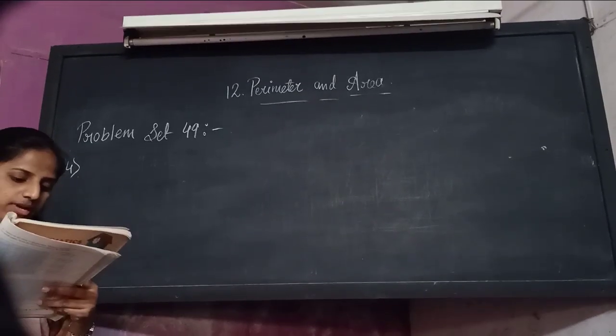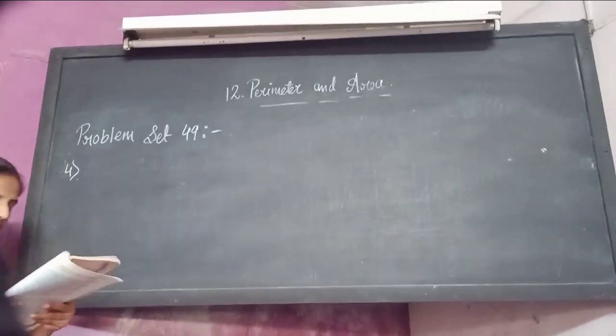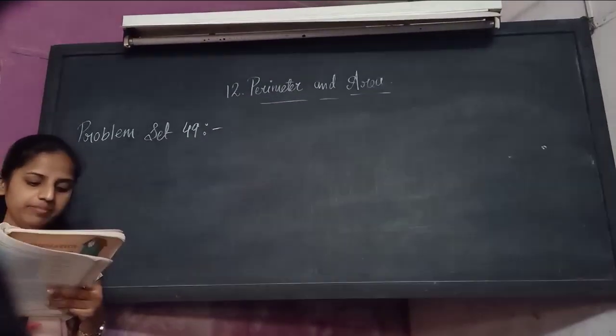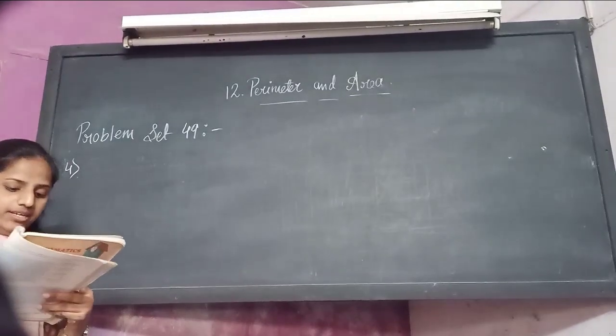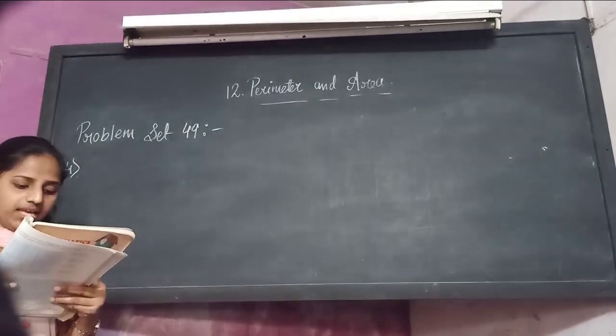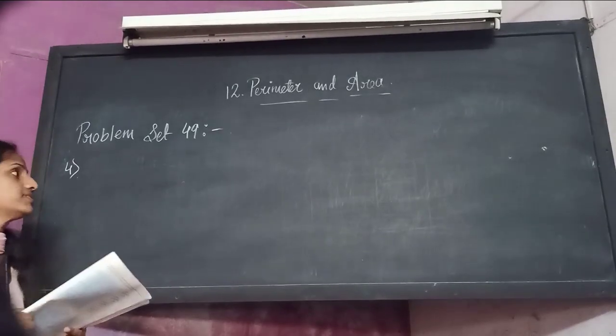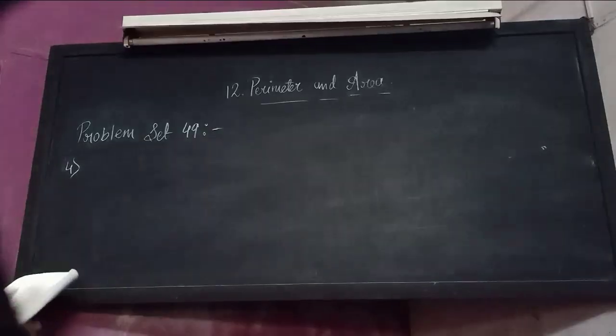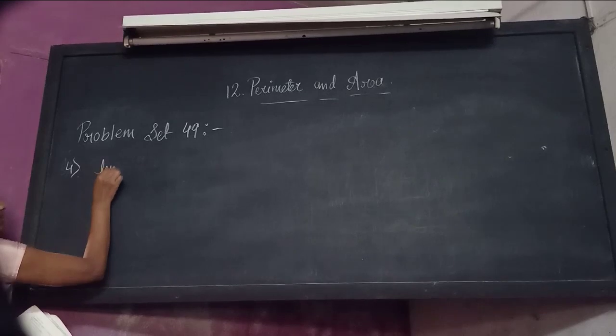Now let's see the fourth question. If we take 4 rounds around a field that is 160 meter long and 90 meter wide, what is the distance we walk in kilometers? Now here length and breadth is given. That means which figure it is? Rectangle.